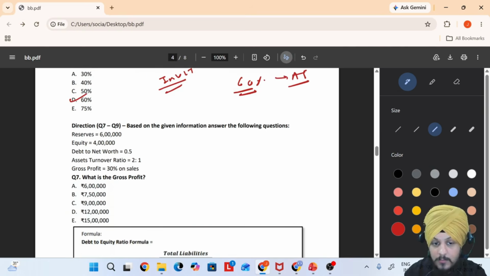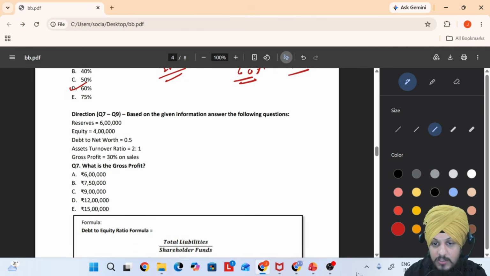Now question number 7 is, I would say, a calculation based question. It is from the accountancy part, the commerce and accountancy syllabus that is there as a part of your phase 2. The question gives us different parameters. For example, it provides reserves, equity, debt to net worth, asset turnover ratio, and gross profit, which is 30% on sales. So we have to calculate gross profit in absolute numbers. We know that gross profit is 30% on sales. In order to calculate gross profit, first of all, we have to calculate the sales. So let us try to calculate it in a short manner.